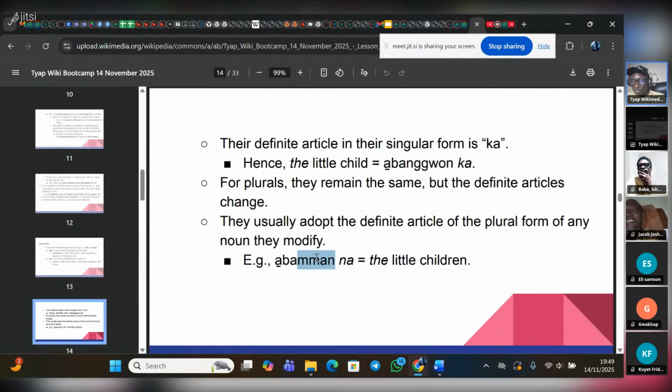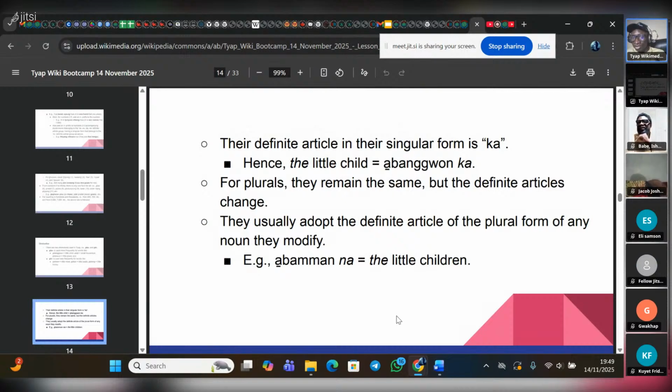But if it is plural, you look at the word inside it. If the word inside is plural or singular, you use its definite article. In this case, it is na, so we are using abamanna. And the same thing with, let's say, abakanyam na, that's the little girls. But abangonyam ka, the little girl. Abanzamji, that's the little boys, or the little young men. And then abango siang ka, the little boy.